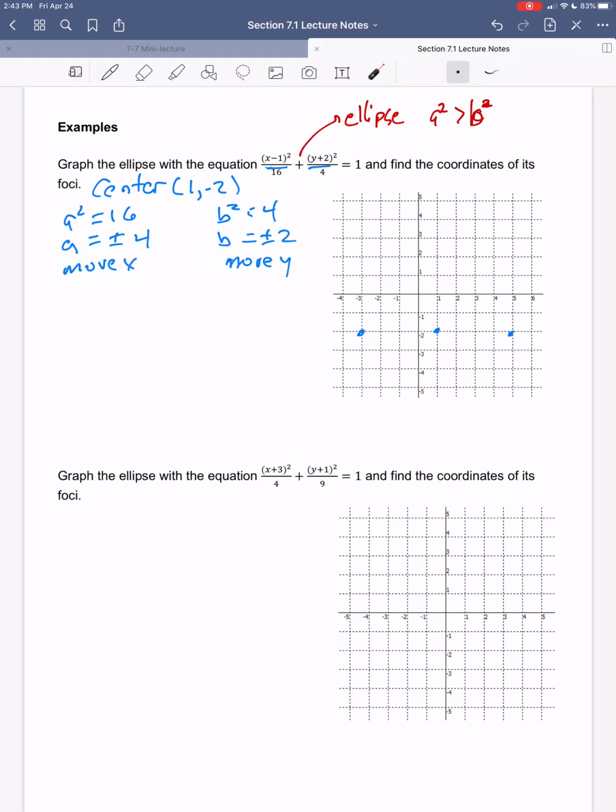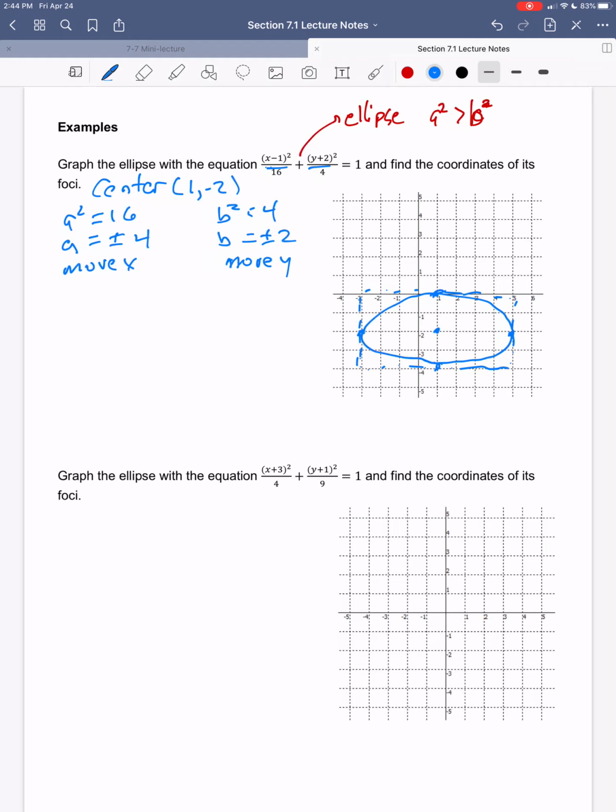And then for my b, I'm going to move 2 up and down in the y direction. If I go up 2, I get to 0. If I move down 2, I get to negative 4. And then I'm just going to connect those points, connect the dots. I have to stay inside this rectangle. So I would get my ellipse looking like that.